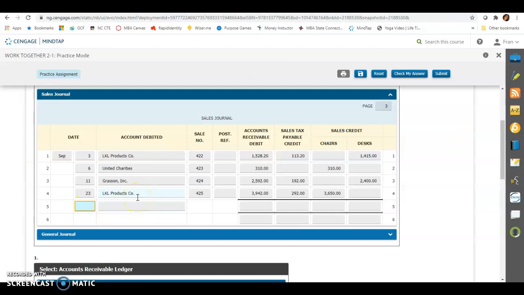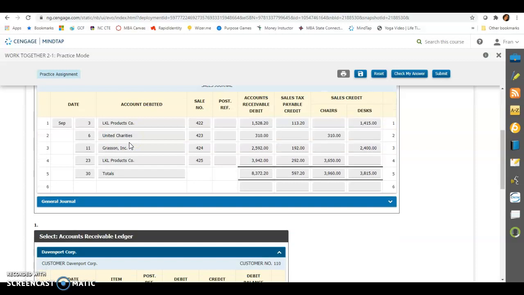Now here comes your favorite part. We're going to total at the end of the month, and I've already got the totals for you: 83, 72, 20, 597, 20, 39.60, and 38.15. And then we must post everything we see here. So we're going to go through here, one account at a time, and post.